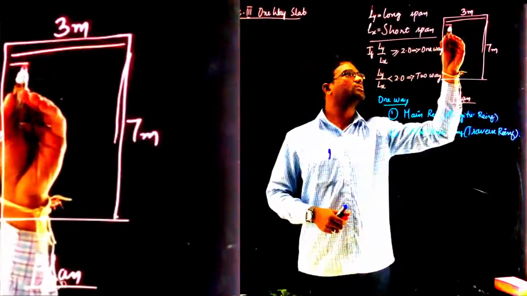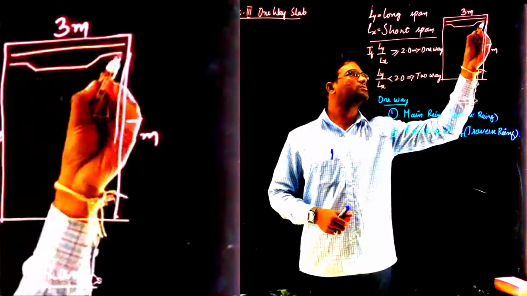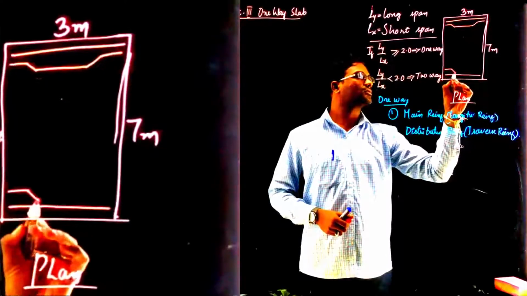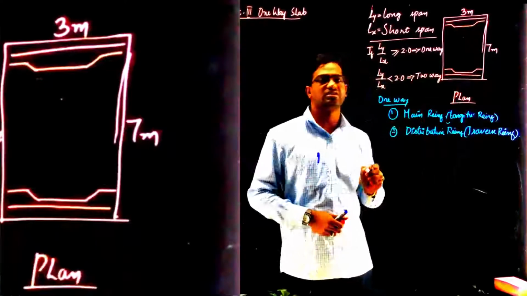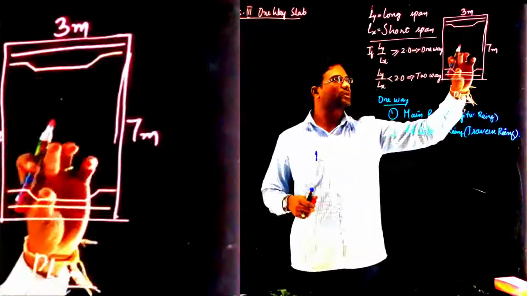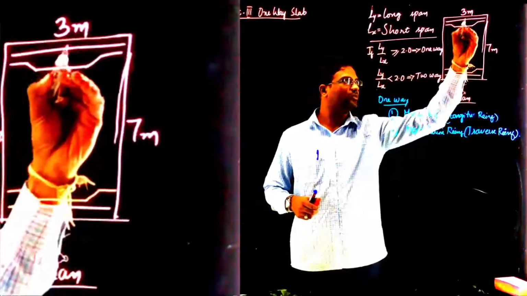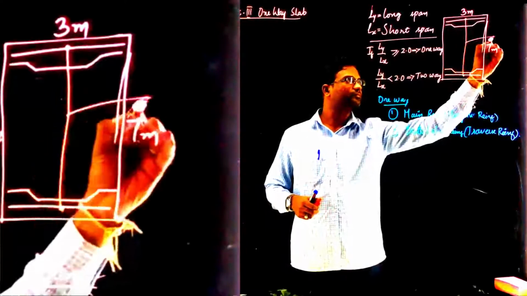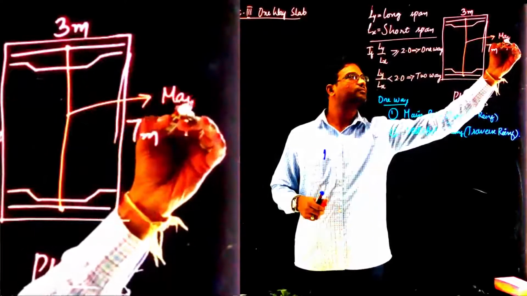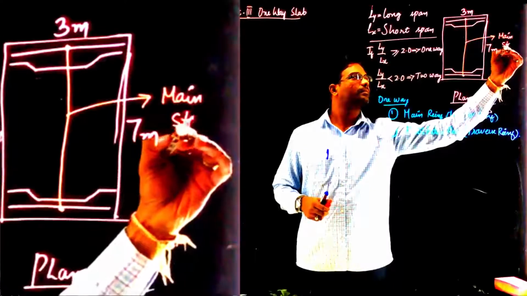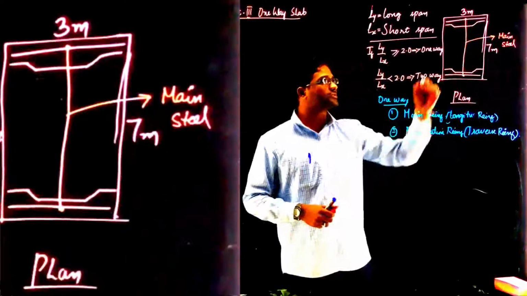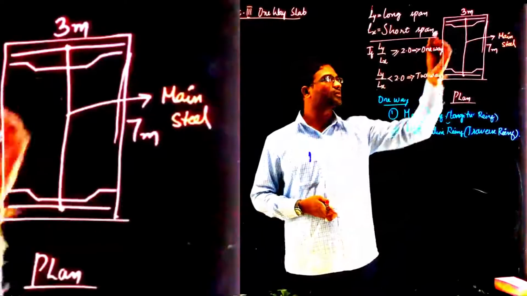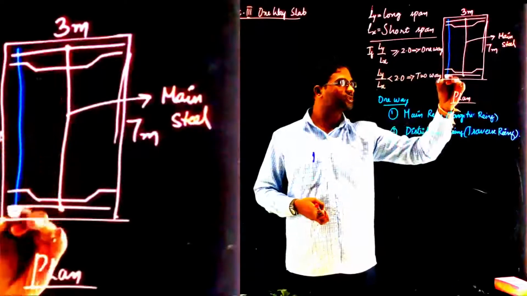Alternate bars are bent, and the main steel is provided in this way. So this is provided in the entire span from here to here. This is main steel. Whereas distribution steel is provided at right angles to the main steel. That is, this is distribution steel.